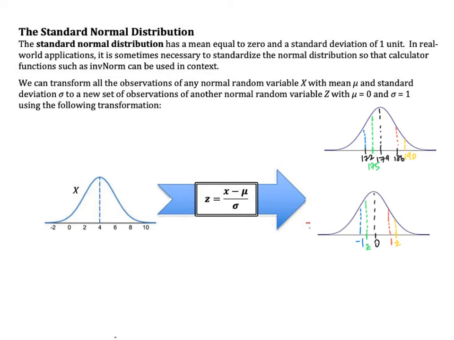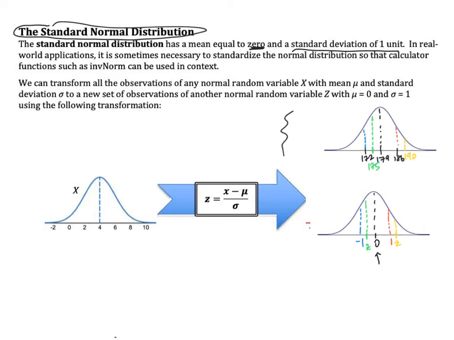Okay, so this next page, I'm trying to put these examples in the context of what we were just talking about. So now we're going to talk about the standard normal distribution. The standard normal distribution has a mean equal to 0, so right here our mean is equal to 0, and a standard deviation of 1 unit. So 1 unit to the right would be positive 1, and 1 unit to the left would be negative 1.